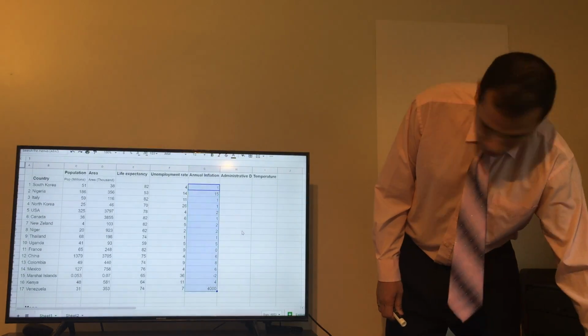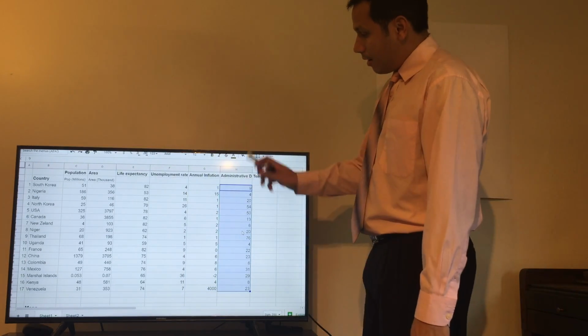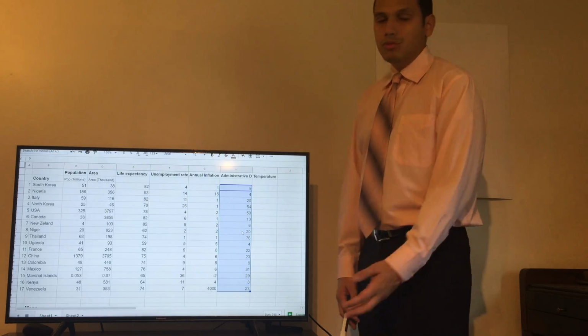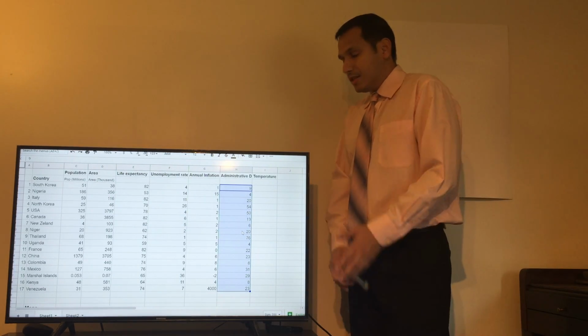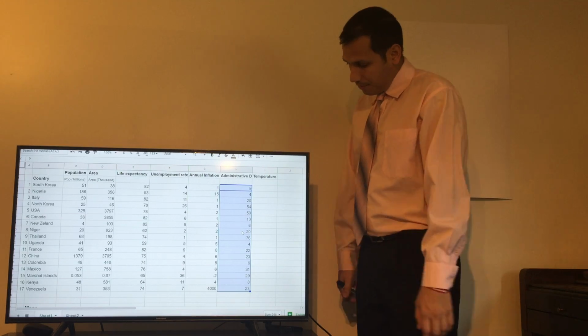Then we have the administrative division. Administrative division is basically how many states there are in that country.